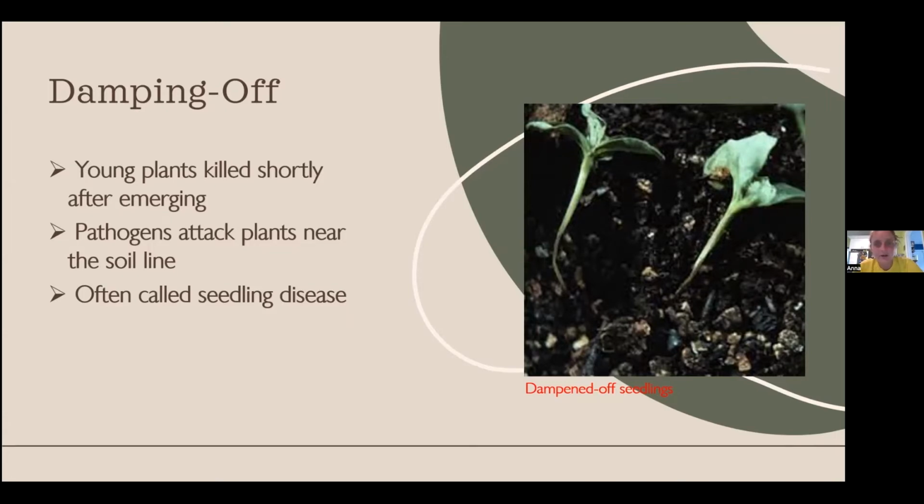Where damping off occurs, it means that conditions are usually too cold and too moist for those seedlings to get through and overcome that pathogen. So we end up with damping off. Super common if you try to start seeds from scratch yourself.